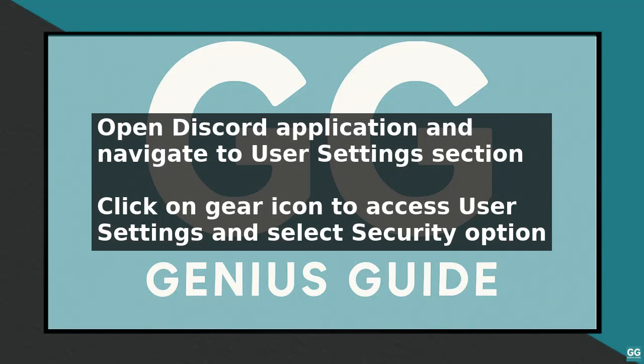To add Discord to Google Authenticator, start by opening the Discord application on your device and navigating to the User Settings section. This can be done by clicking on the gear icon located at the bottom left corner of the screen. In the User Settings section, select the Security option from the left-hand menu.